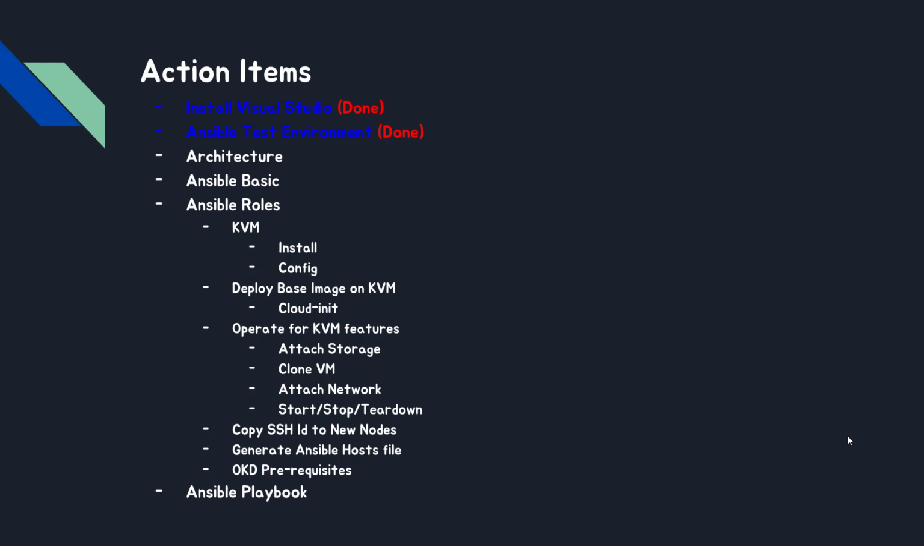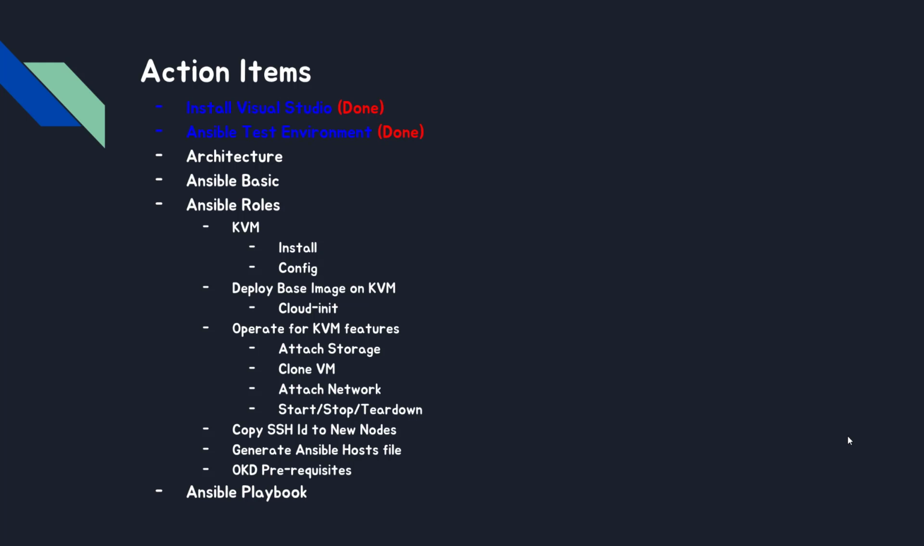And next, Ansible roles. In this project, we will create a bunch of roles, and I will show you what we need and what kind of roles we will implement. The first is KVM related. Inside that role, we will implement install KVM and config KVM. Next, deploy a basic image on KVM. We will use Cloud Init to deploy images on KVM, then use them for the OKD VMs.